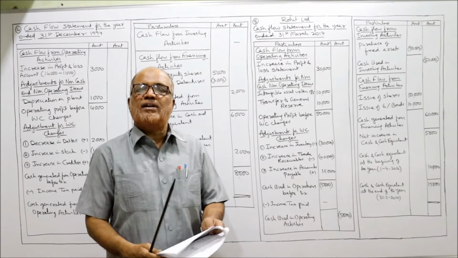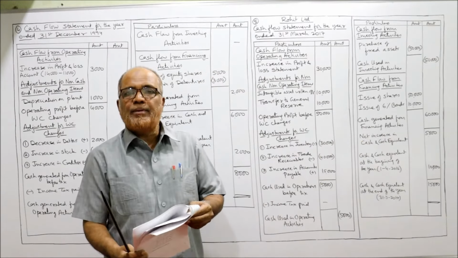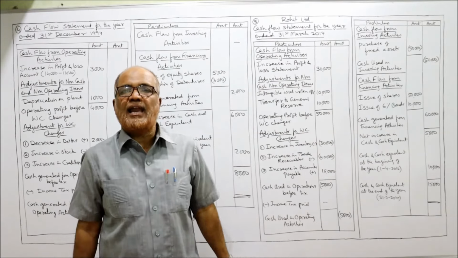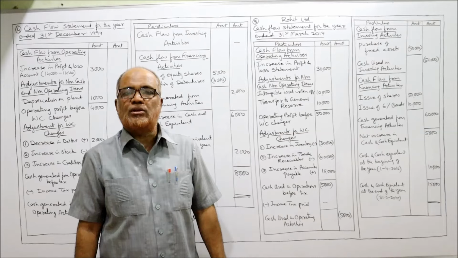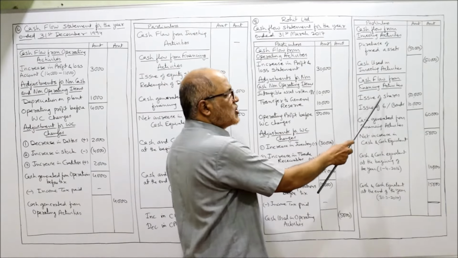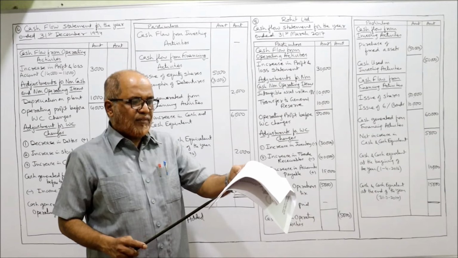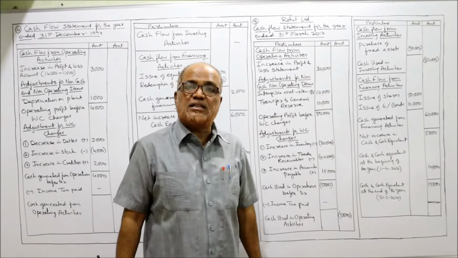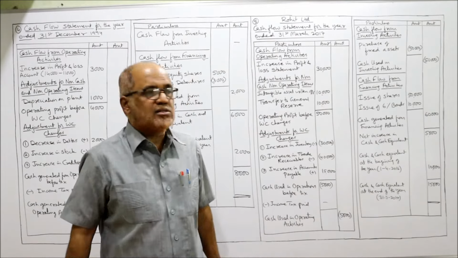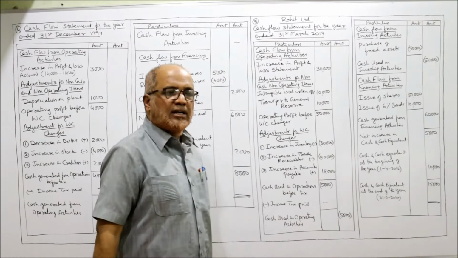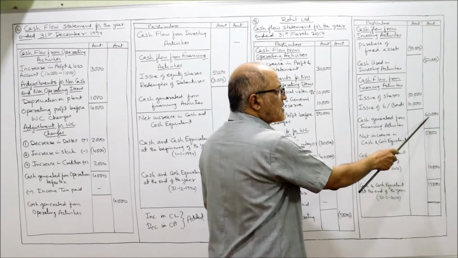Now cash flow from financing activities. For financing activities, check the share capital and debentures. Share capital last year 1 lakh, current year 1,50,000. Issue of shares 50,000. Debentures last year 50,000, current year 60,000. Issue of debentures 10,000.